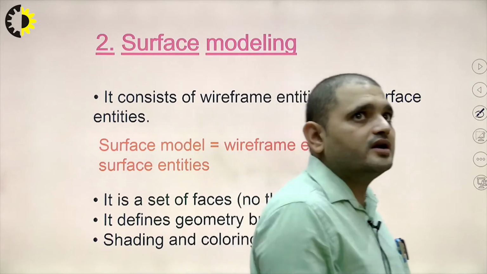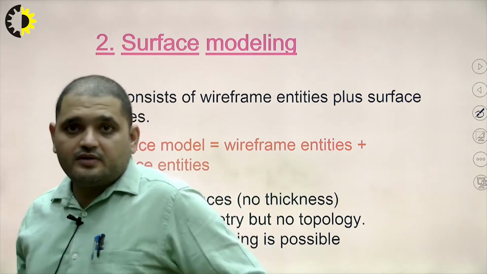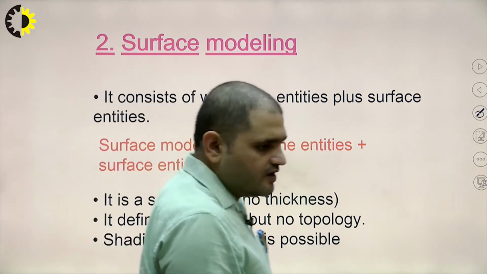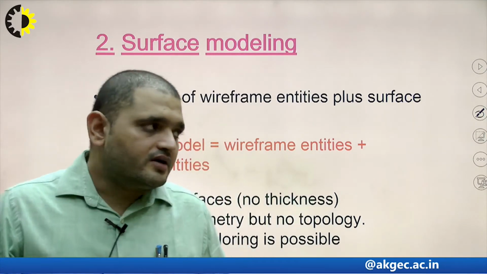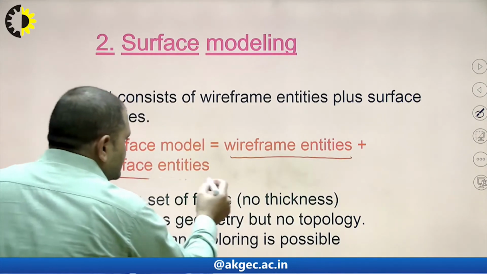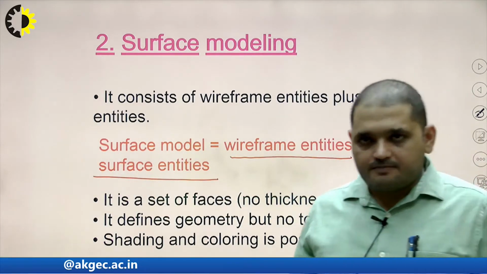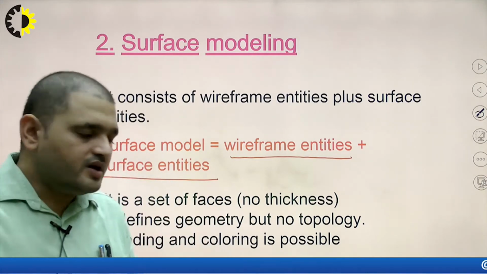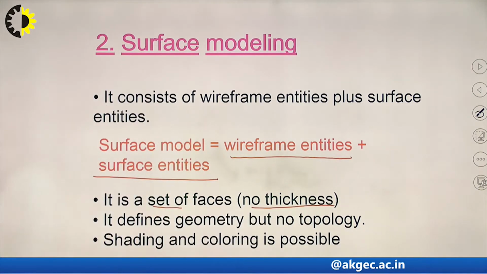Now comes surface modeling. We will start today with surface modeling. It was a quick review of the wireframe model, now surface modeling. It consists of surfaces also. When we have to make a surface model, the wireframe model becomes the first step. A surface model is an addition of wireframe entities and surface entities. So, we add surfaces to a wireframe model to make a surface model. It is a set of faces, there is no thickness.